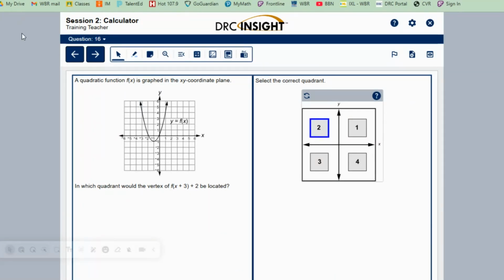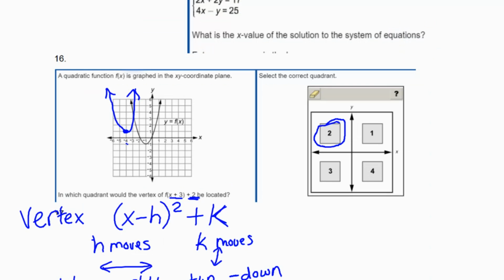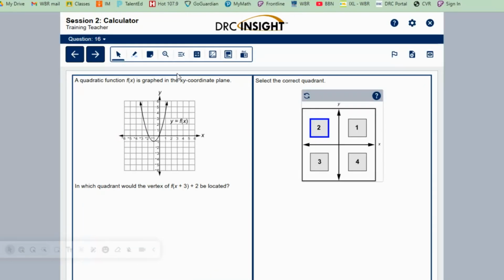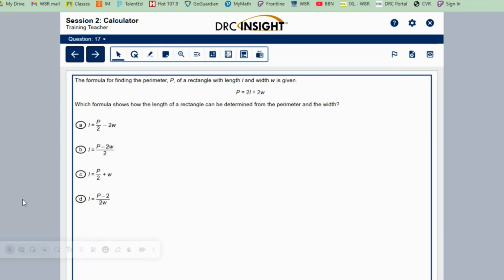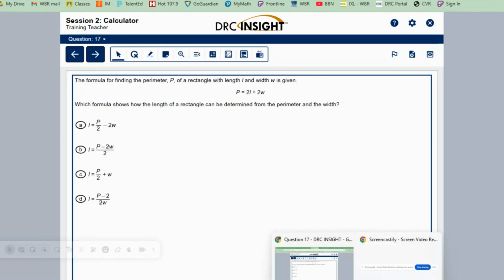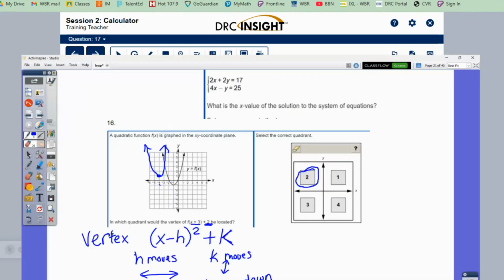So click on quadrant 2. Make sure you have that written. Did everyone write that, or you need more time? No. Okay. Let's go to question 17. Again, 17, we don't need the graphing calculator because it's something we have to work out and write.